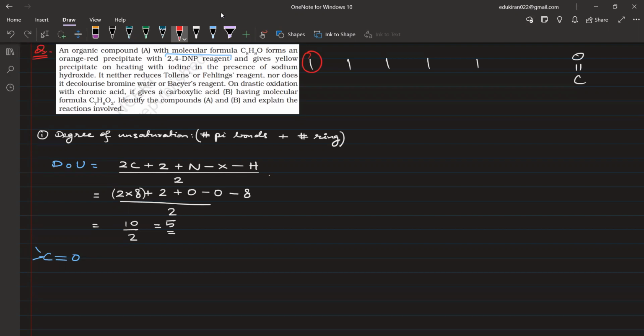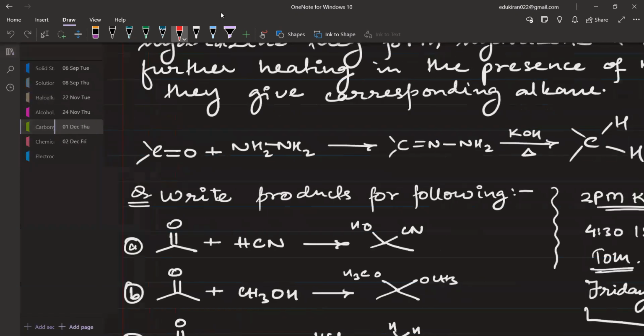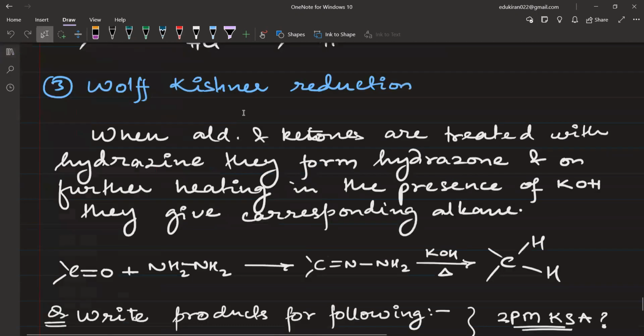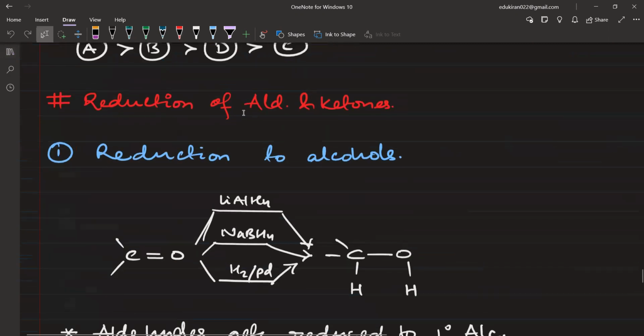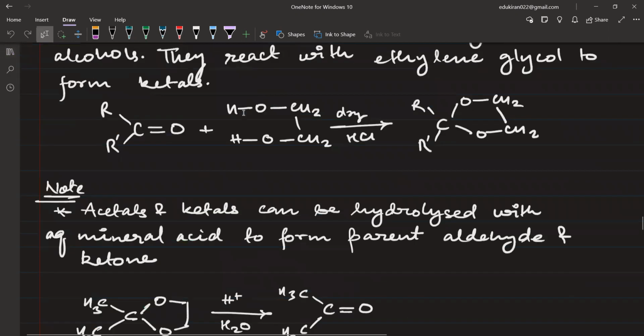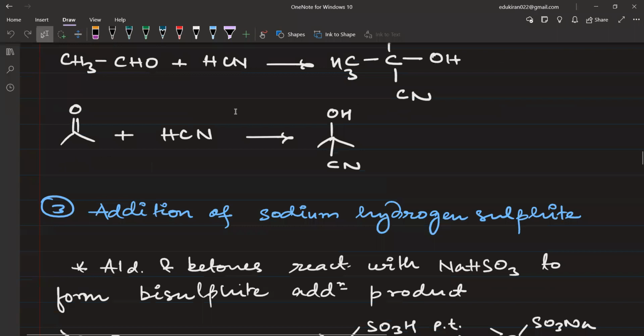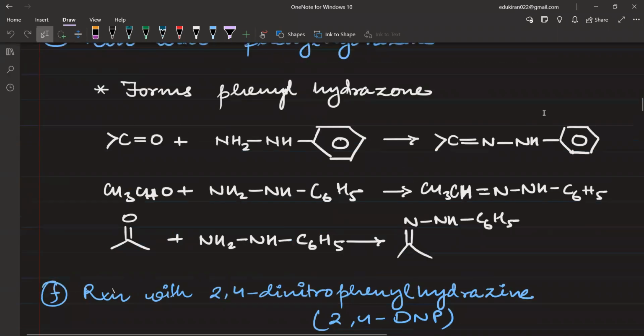Sir, do we also have to memorize that orange red precipitate? Memorize, meaning? I mean, how can we understand what is orange red precipitate if it is forming orange red precipitate? Yes, see, when we did the reaction with 2,4-dinitrophenylhydrazine, I wrote there that it is going to give you orange red. You were not present in the last lecture, no? Okay, so it forms 2,4-dinitrophenylhydrazone. This is orange red precipitate.